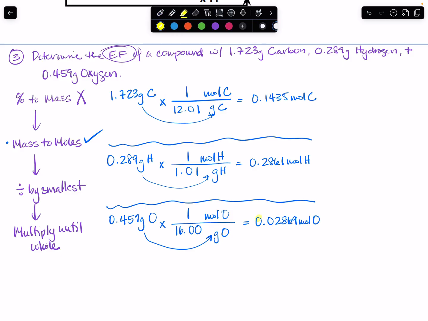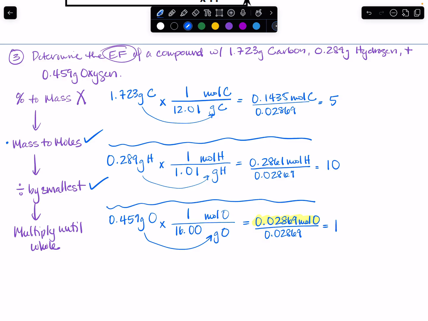I look at these 3 numbers, and oxygen's moles is clearly the smallest. So I'm going to start by dividing it by itself, which is going to give me a whole number of 1, and that will be the subscript for oxygen. Then I'm going to repeat that for carbon, dividing it by the smallest, 0.02869, and I'm going to get 4.99, so that's 5. Then I'm going to divide hydrogen's value by this number, 0.02869, and I'm going to get 9.999, so that's 10.